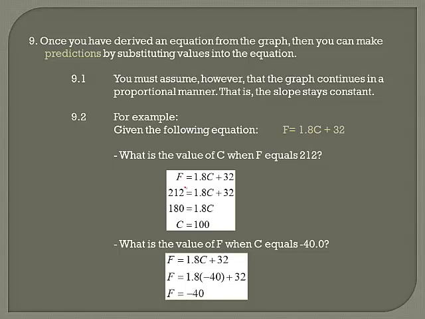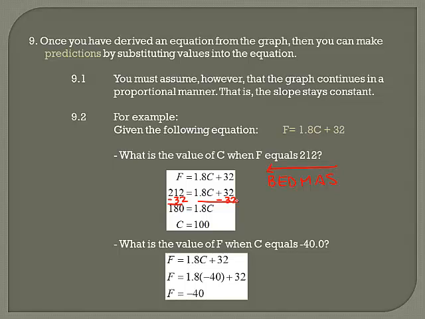We substitute 212 in, and now it's just algebra. Remember that when we do algebra, we're going to use the opposite of BEDMAS. So in other words, we're going to go by SAMDEB. So the first thing we have to get rid of is this 32. So I'm going to subtract 32 from both sides, giving me 180. So 180 equals 1.8 times C.